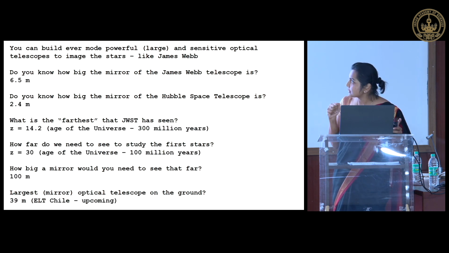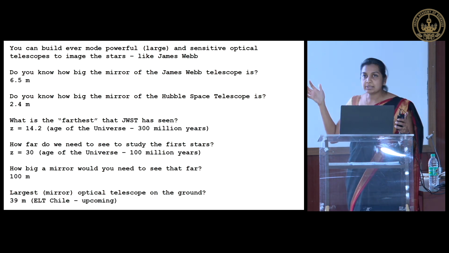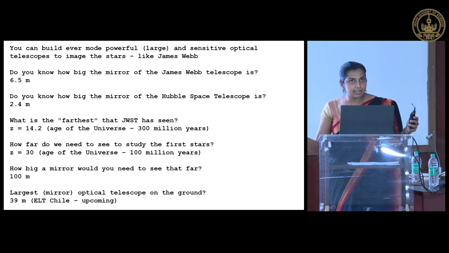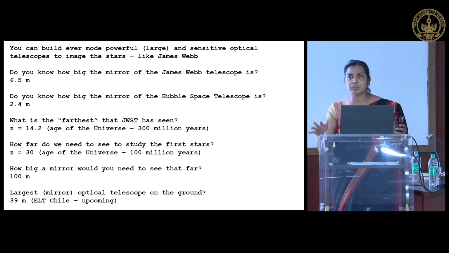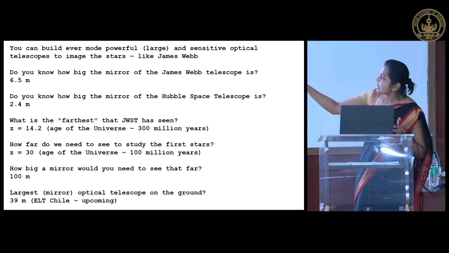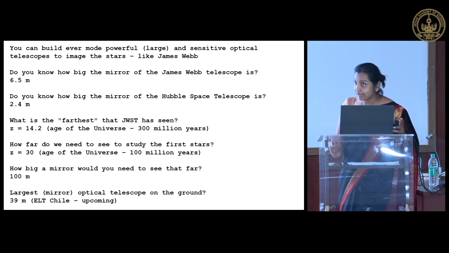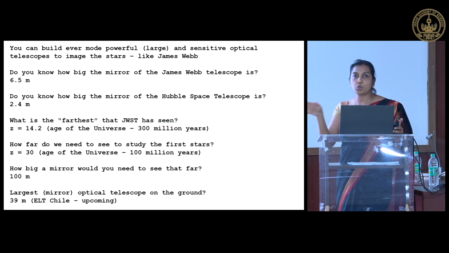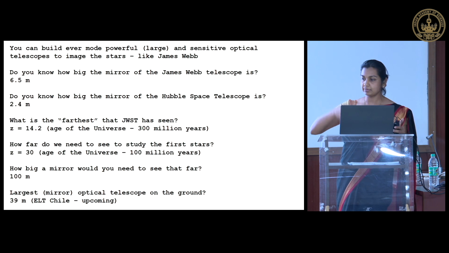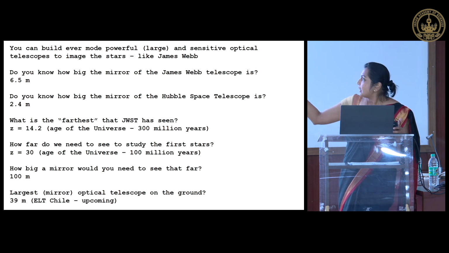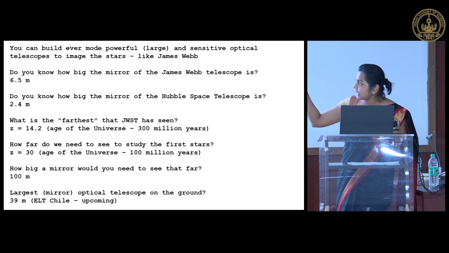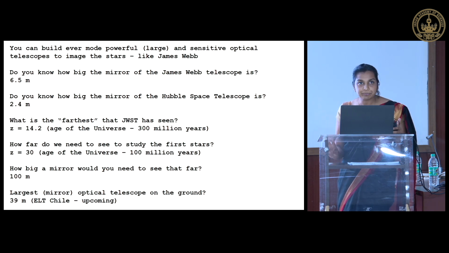So here are your answers, okay? James Webb has a 6.5 meter primary, okay? It's an optical telescope, so we all have an intuition of an optical telescope, right? There are mirrors, there's a focus, right? The farthest it has seen is about 14.2 in redshift, which is an astronomy jargon of how to convert age to some unit, okay? And that corresponds to the age of the universe at about 300 million years.